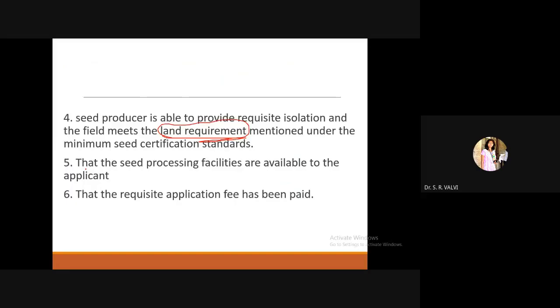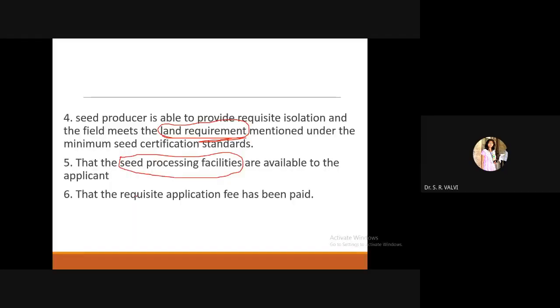The next is that seed processing facilities are available to the applicant. So seed processing facilities should be available with that applicant. So these things also you have to check out. You have to verify it. Who? The seed certification agency.